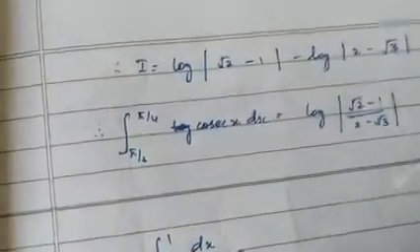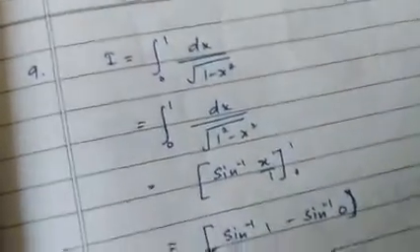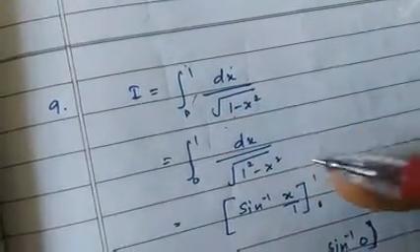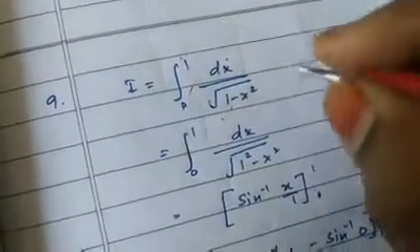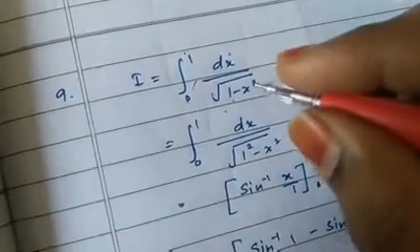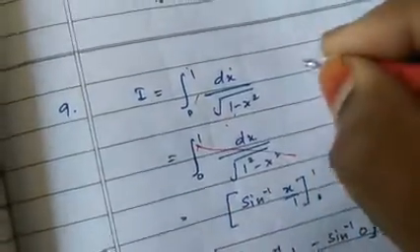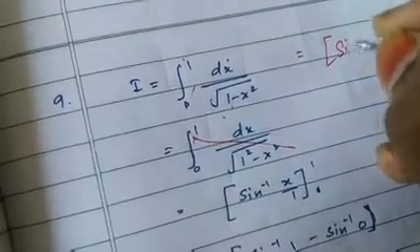Just go through the steps and write the value properly. The next one, integral over 0 to 1 dx divided by root of 1 minus x square. Now what formula is this? This is nothing but sine inverse of x. Directly, the first exercise itself you have written. No need to write the step. You can write this as sine inverse of x.